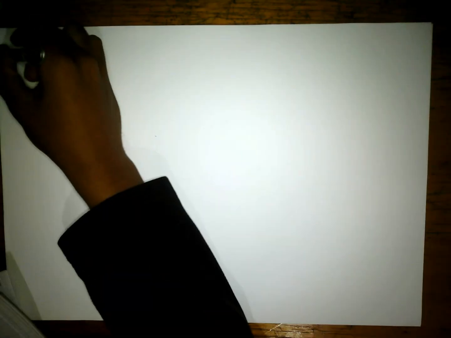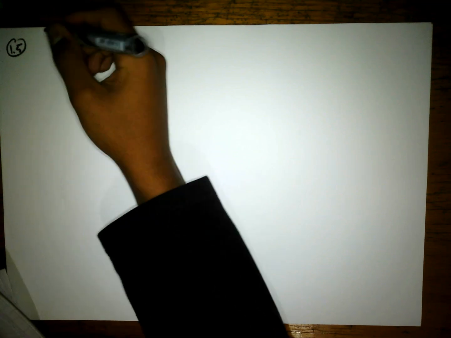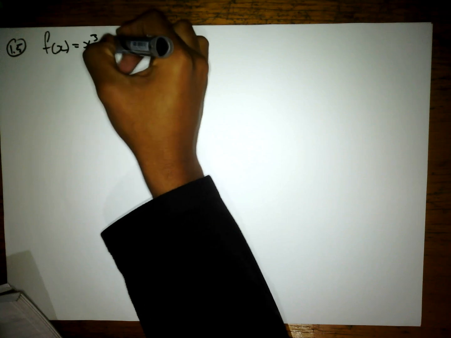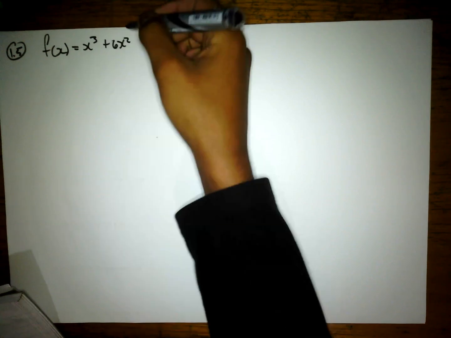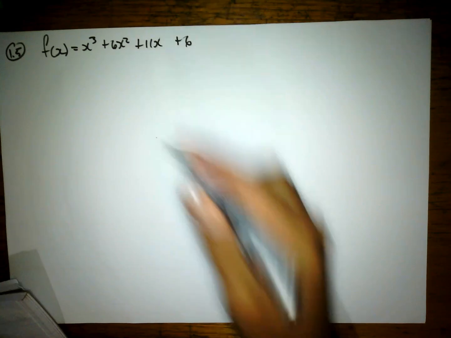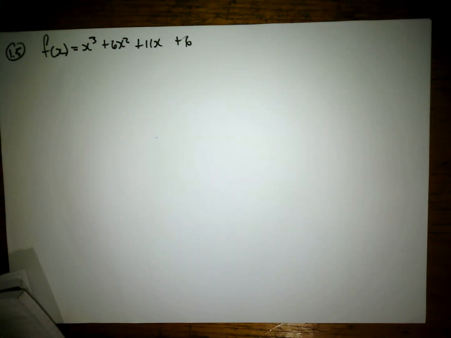This next one is the factor and remainder theorem. So we have f of x equals x cubed, x squared plus 11x. Excuse me, can you please go back? I was still writing. Right.